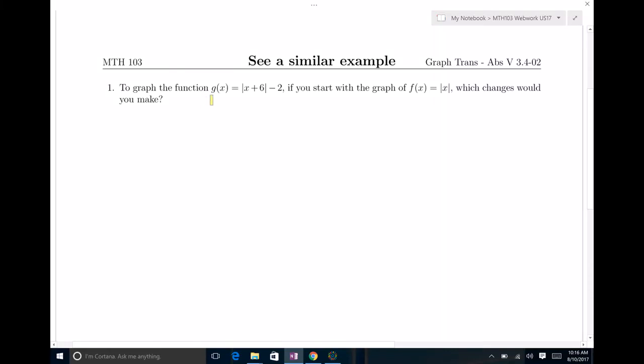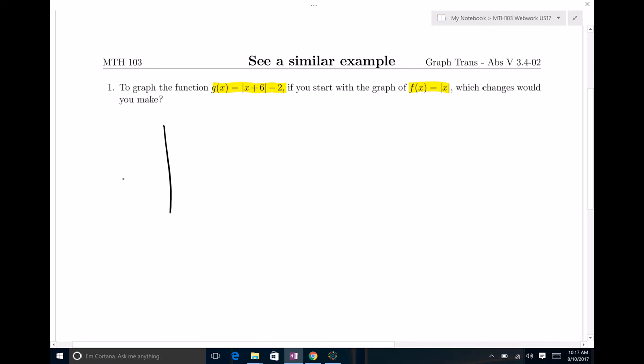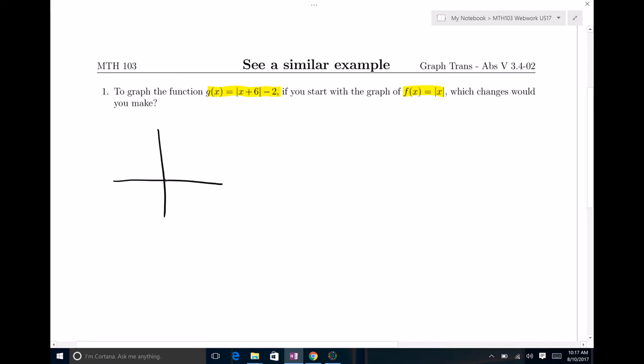You're being asked to graph the function g of x equals the absolute value of x plus 6 minus 2, using your knowledge of the graph of just the absolute value of x. Now you know that the absolute value of x is a graph that looks like this. It's just a V-shaped graph. This is the x-axis and this is the y-axis.